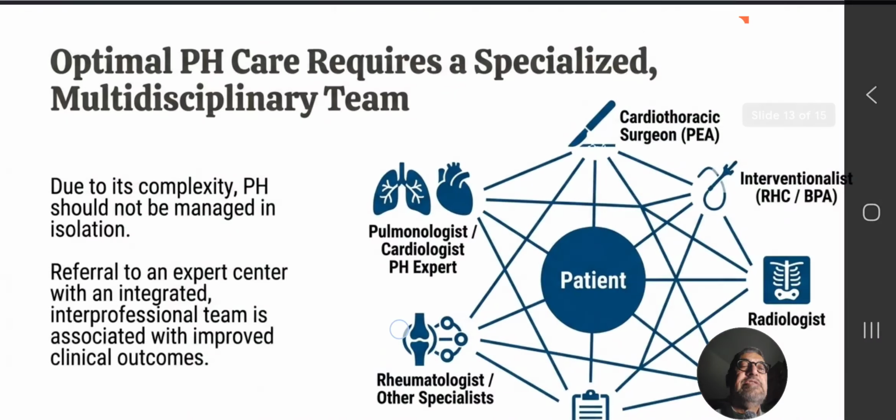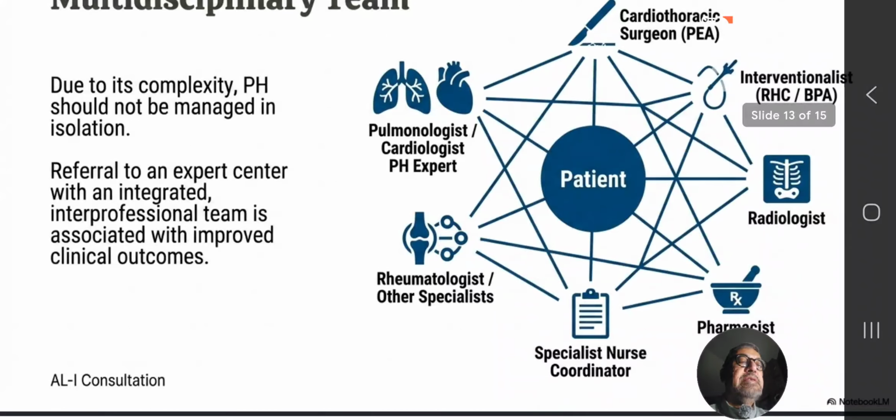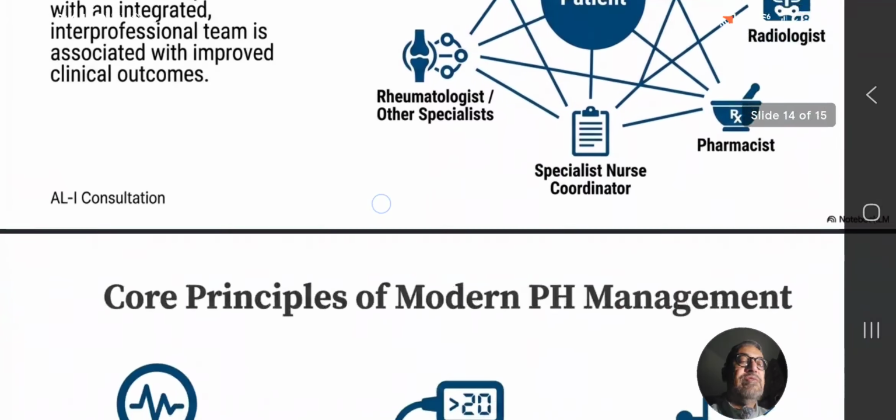Optimal care requires a specialized multidisciplinary team. Referral to an expert center should be considered. There should be a pulmonologist or a cardiologist who is a pulmonary hypertension expert, a surgeon for thromboembolic pulmonary hypertension, a radiologist for diagnosing CTEPH, a rheumatologist for managing rheumatological disorders, a pharmacist and a specialist nurse coordinator.